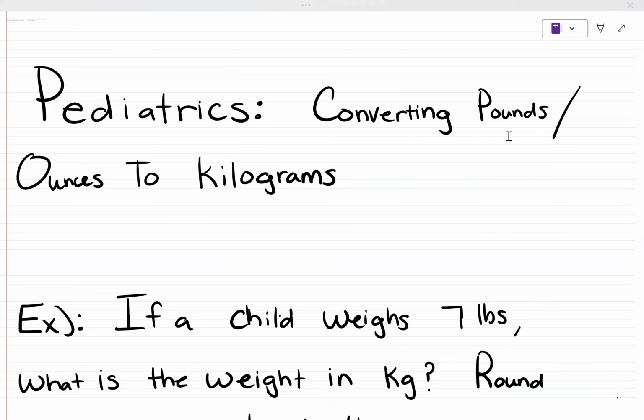Hello, in this video I will do a very short video. I will review how to convert a child's weight from pounds to kilograms and vice versa. Okay, so let's start with example one. I think there's only two examples on this one.